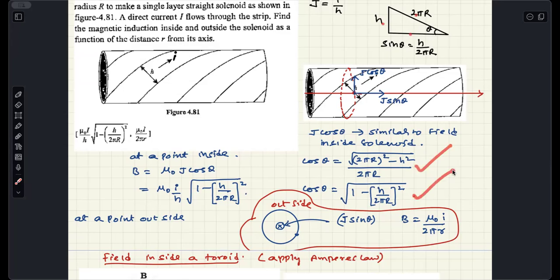What is the formula for field inside a solenoid? Mu naught n I, number of turns per unit length into current. There is no turn, one turn, and per length into current is current per unit length.